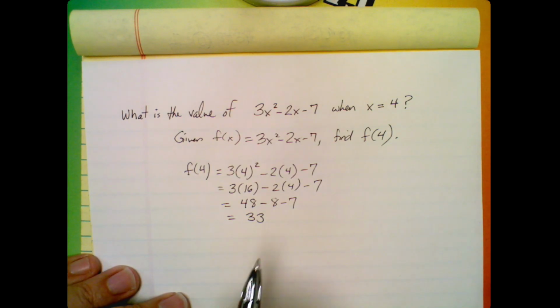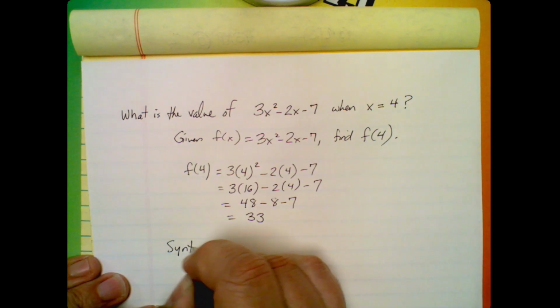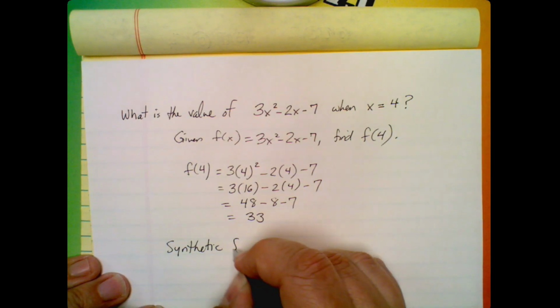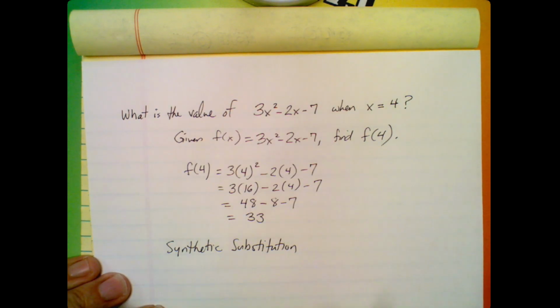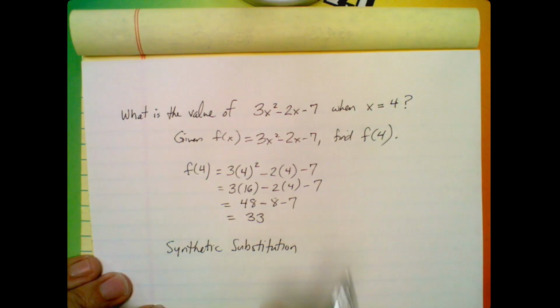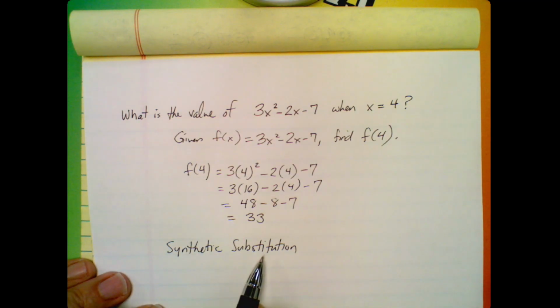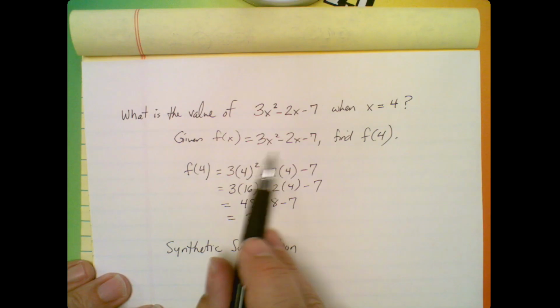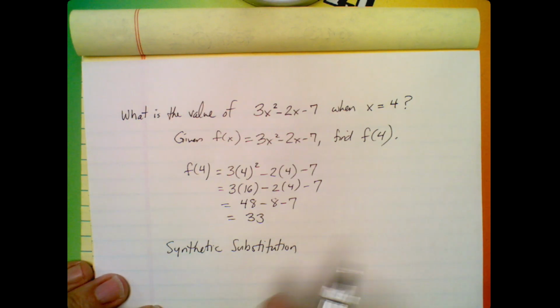There's another way. This is referred to sometimes as synthetic substitution. And this is a very useful technique that gets around a lot of the arithmetic problems that happen when these polynomials get complicated or the value of x is complicated. Now, synthetic substitution works for polynomials with one variable, which is what this is. This is a polynomial, and it's got one variable, and that variable is x. And we want to figure out what happens when x is 4.